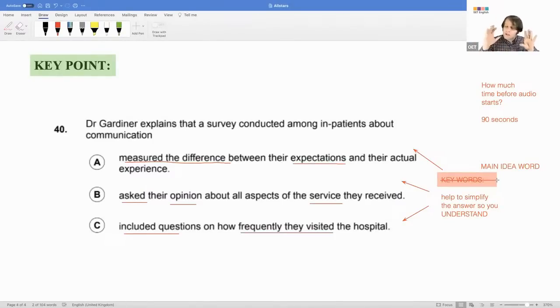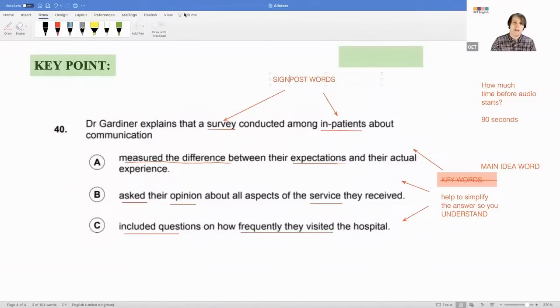Anyway, the point is, you can do this, but don't forget, you also want your signpost words. Underline a few of them. In this example, Dr. Garner explains, remember we said that a signpost word would be survey, and a signpost word would be impatience. Now, can I also underline keywords or main idea words in the question? Of course you can. But the point here is just try and give a little bit of time in your exam, in those 90 seconds, to signpost words. See if that helps you, because you don't want to get lost. That's the key point here.